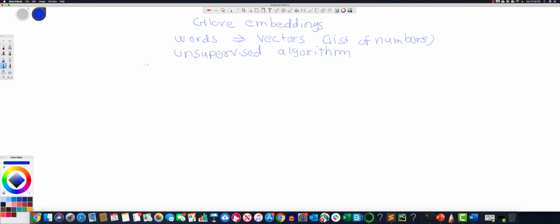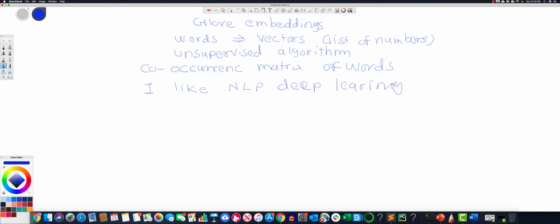It mainly works on the co-occurrence matrix of words, right? So what does this mean? Let's consider that our corpus has only two sentences. I like NLP, deep learning, and another sentence is I like badminton. Right? Let's say we have only these two sentences in our corpus.